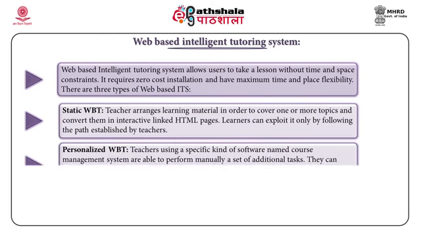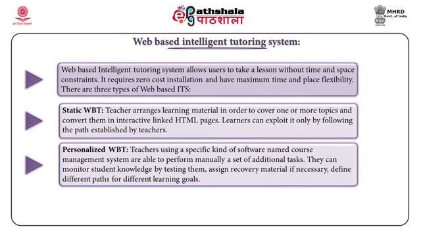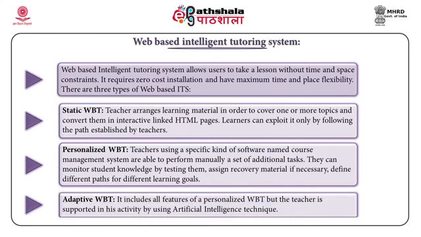Second is personalized WBT, that is, the personalized web-based tutorial system. Teachers using a specific kind of software named a course management system are able to manually perform a set of additional tasks. They can monitor students' progress by testing them. They can assign recovery material if necessary and define different paths for different learning goals. Third is adaptive WBT. It includes all features of a personalized WBT, but the teacher is supported in his activity by using artificial intelligence techniques.